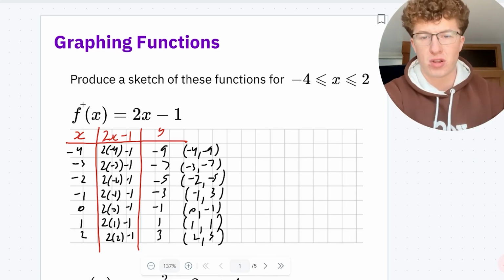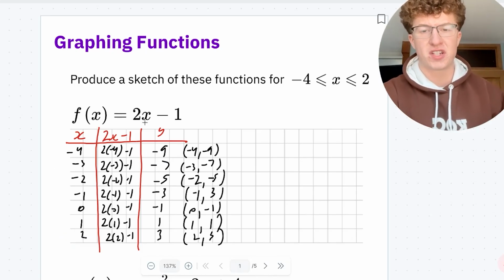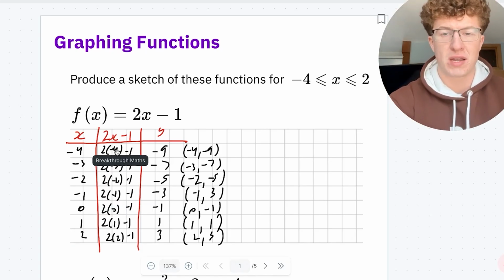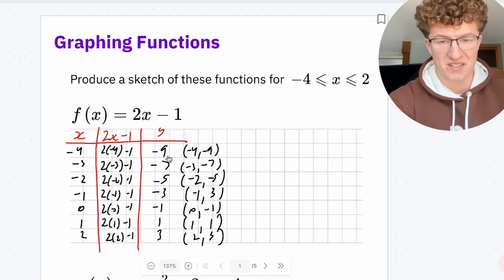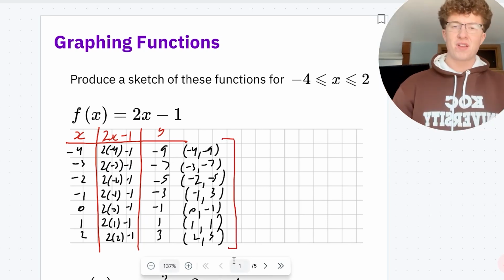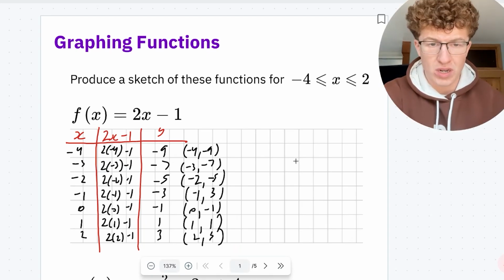First column is all your x values. Middle column is going to be the function itself with the x values filled in. So you see for -4, we have 2 times -4, minus 1, is going to give us -9, all the way down the list. And we're going to get these coordinates here. Once we have those coordinates with these y values, we're going to draw our graph.